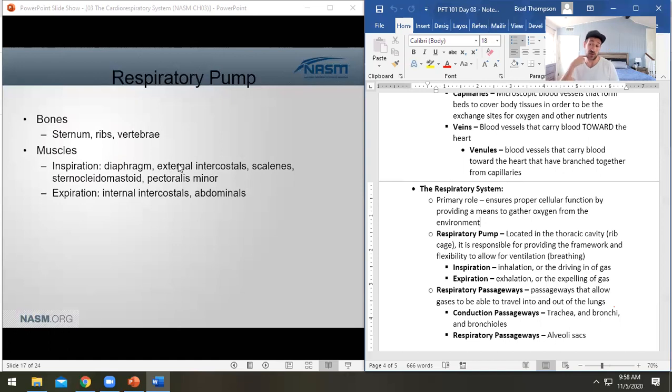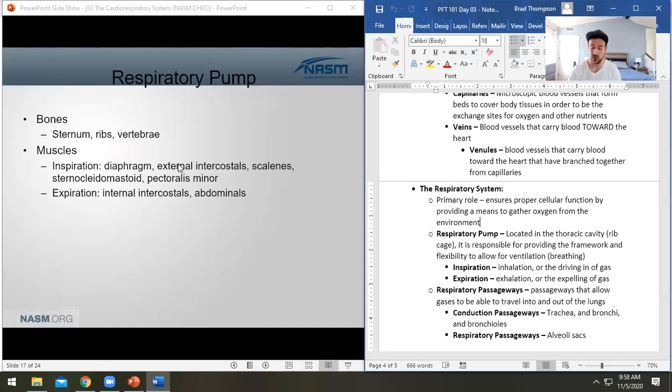Your scalenes, which are actually in your neck, assist in moving your rib cage around. Your sternocleidomastoid, which is this thick muscle right here on the front of your neck, lifts up your collarbone, which allows air to drive in. And then even your pectoral muscles, your chest muscle, the minor one, which is the short one right here, again moves your rib cage around and draws air in.